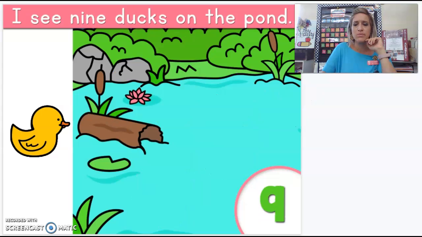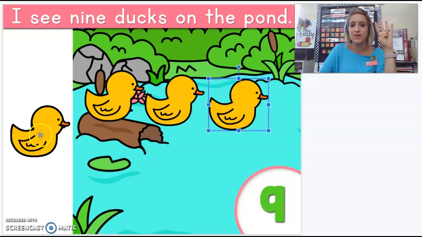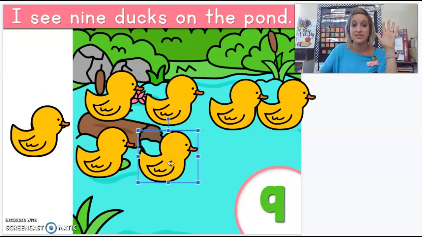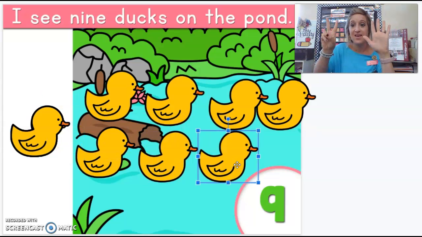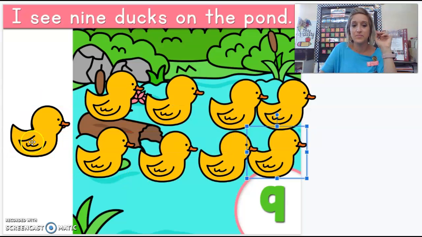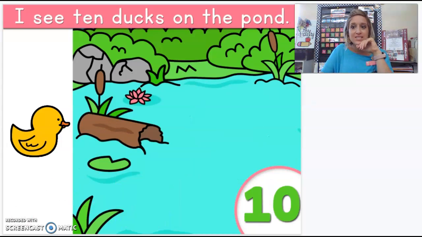Oh, we have 2 more numbers that we're going to do. 9. That's too many ducks for this pond. Ready? 1, 2, 3, 4, 5, 6, 7, 8, 9. Oh my. And the last number we're going to do is 10. That's a big number, 10. So we need this many. This pond is too full.